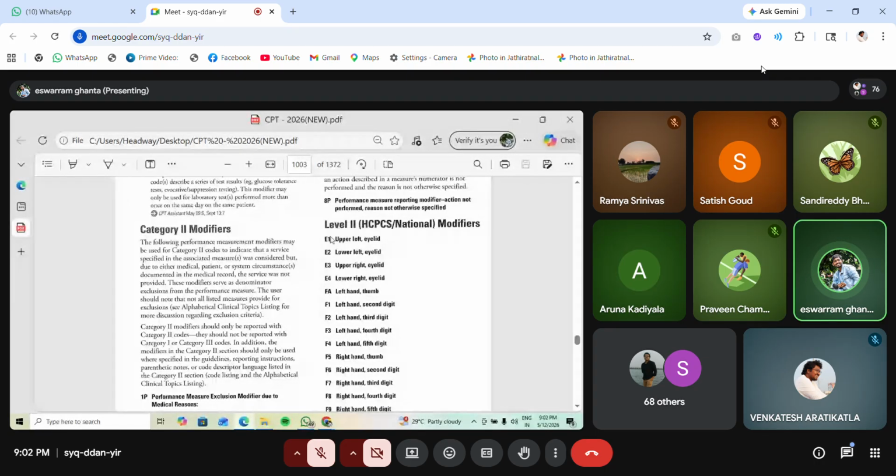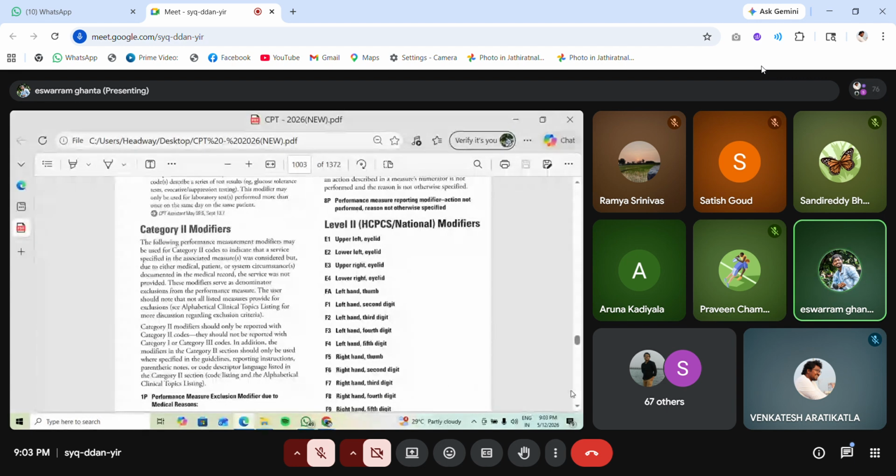If any procedure had been done for the upper eyelid, we can give the E1 modifier. E1 is also one of the modifiers, and like this there are a set of modifiers. From this also I will send you some questions. Just find out the modifier which is related to that specific anatomical site. So here it is clearly mentioned right hand, left hand. Right hand thumb is there, left hand thumb is there, left hand second digit is there, right hand second digit is there.